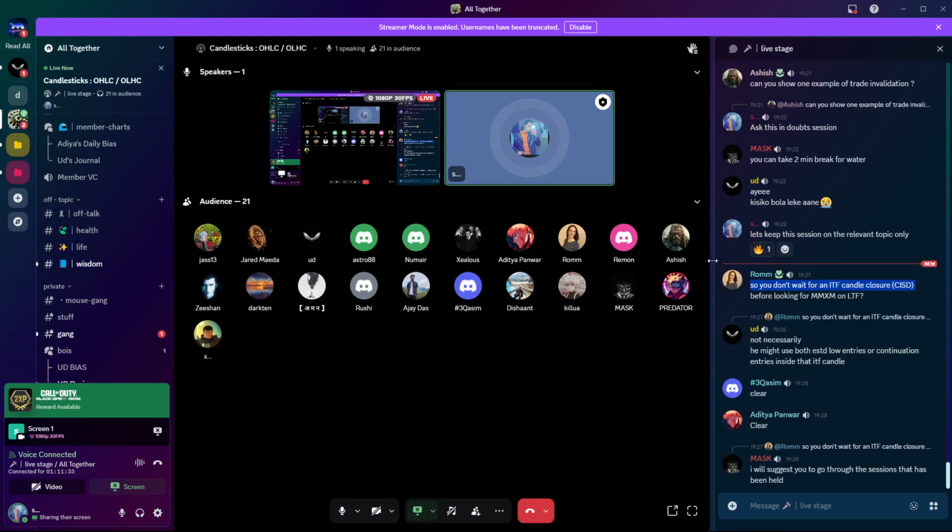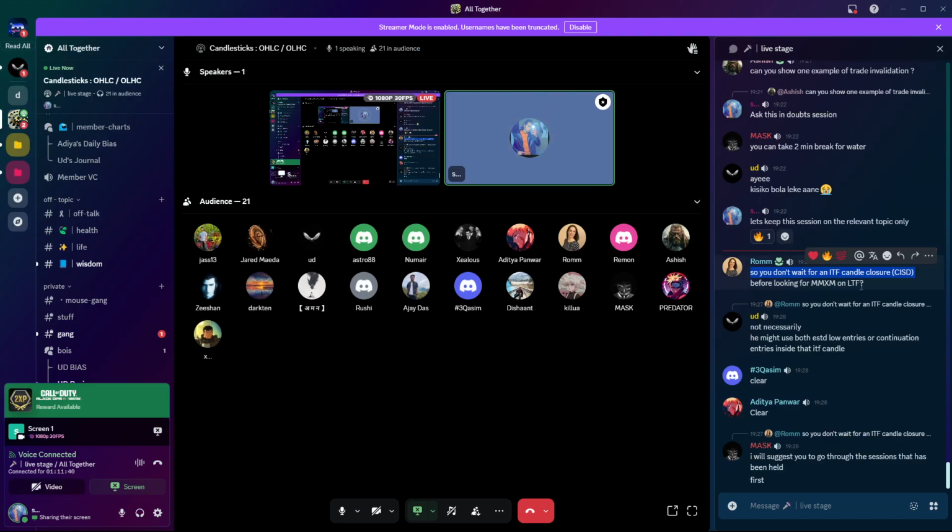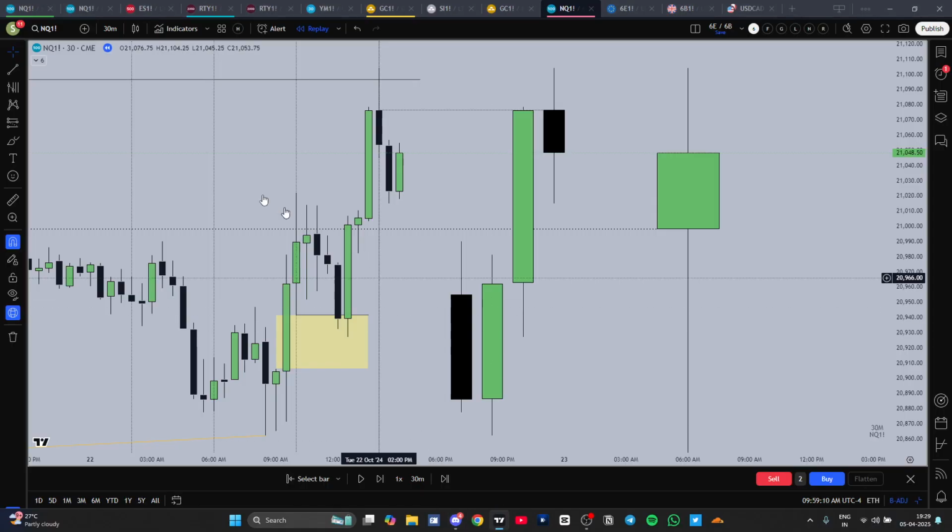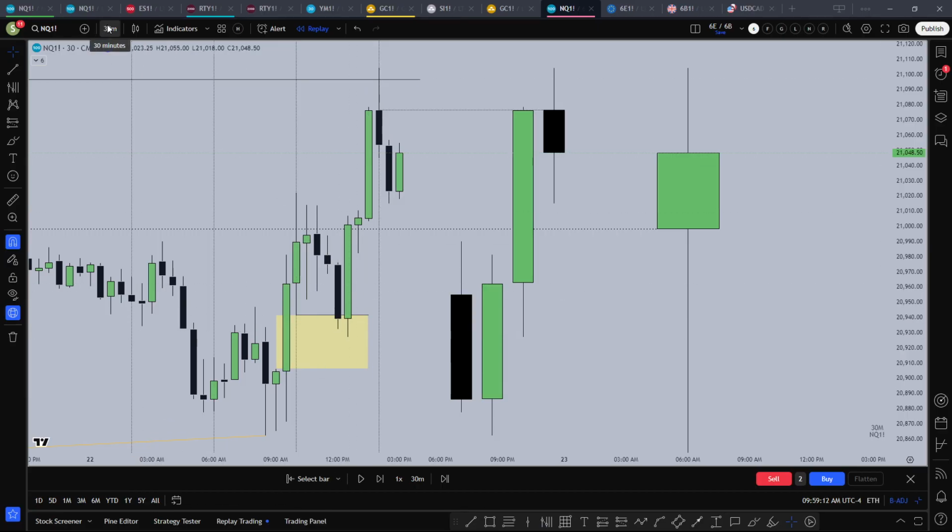So you don't wait for an intermediate time frame? Not necessarily. When I can frame an intermediate time frame candle while it is in alignment with the high time frame candle. See, this intermediate time frame is currently 30 minutes. I don't want to frame any 30 minute if it is not in alignment with its specific single high time frame candle, which would be H4 in here.